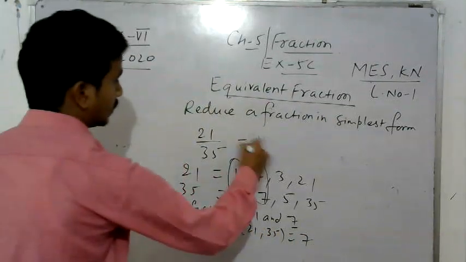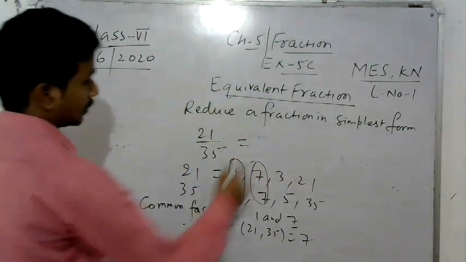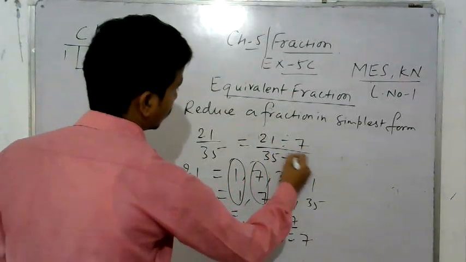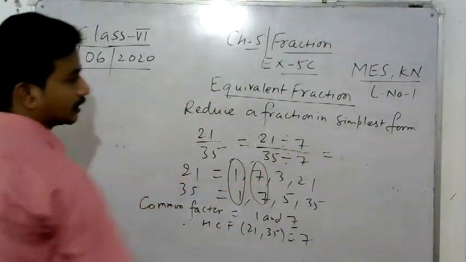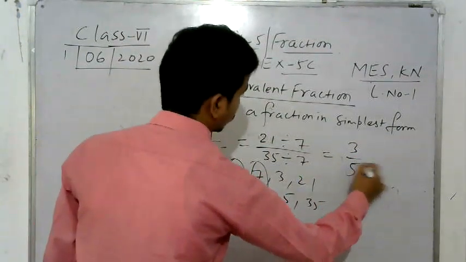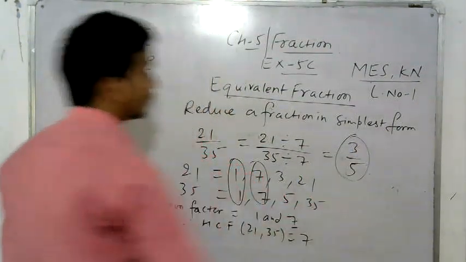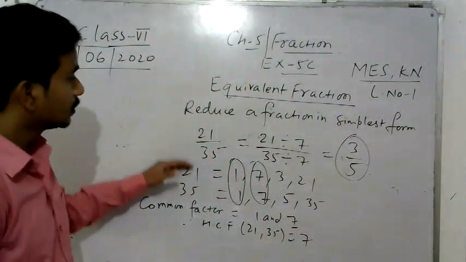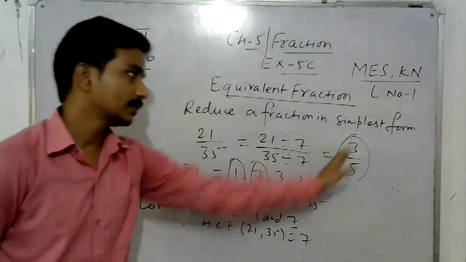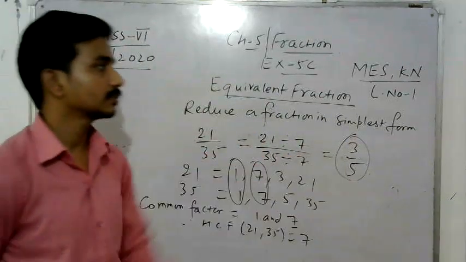Now we have to divide both the numerator and denominator by the HCF. 21 divided by 7 over 35 divided by 7. So what will you get? 21 divided by 7 is 3 and 35 divided by 7 is 5. So 3 by 5 is the simplest form. So in this way we have to divide the numerator and denominator by their HCF, and then you will get the simplest form.